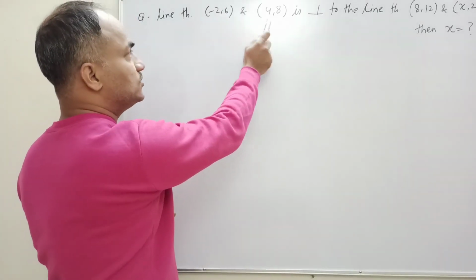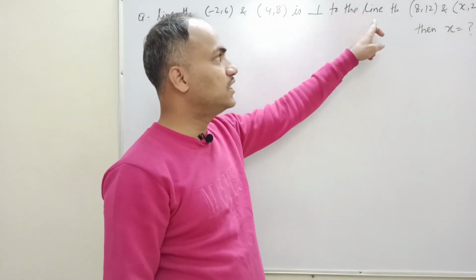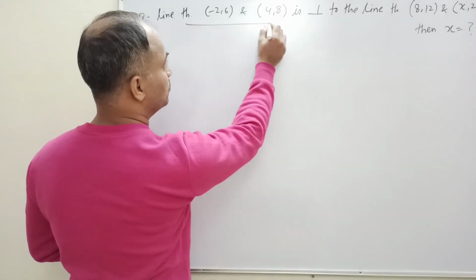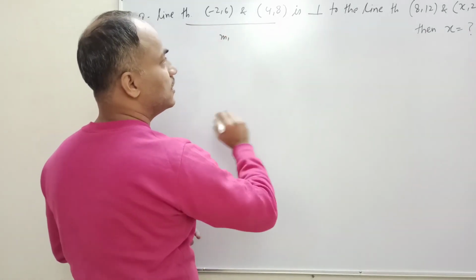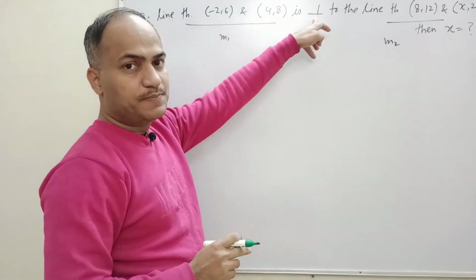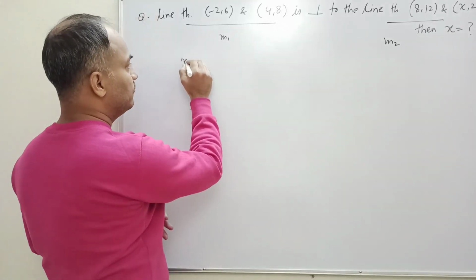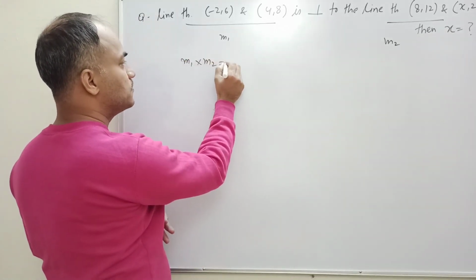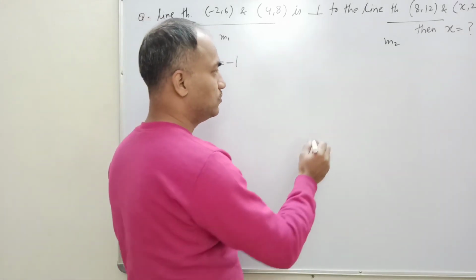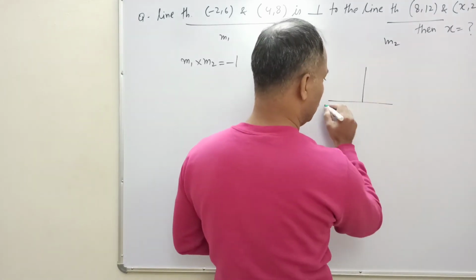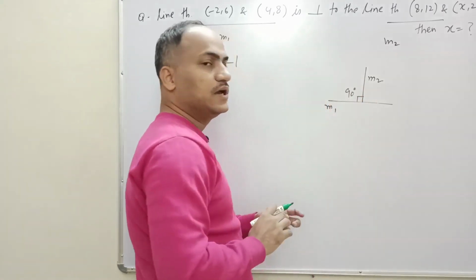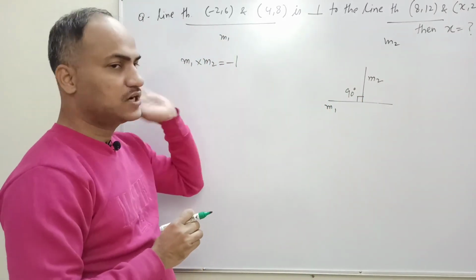A line through these 2 points is perpendicular to the line through these 2 points. So what is the condition basically? Suppose the slope of this line is m1 and slope of this line is m2. Okay, so since lines are perpendicular, we have a condition that m1 into m2 is equal to minus 1. Okay, this condition is for perpendicular lines, m1 and m2. Lines are perpendicular, then only we can apply this condition.